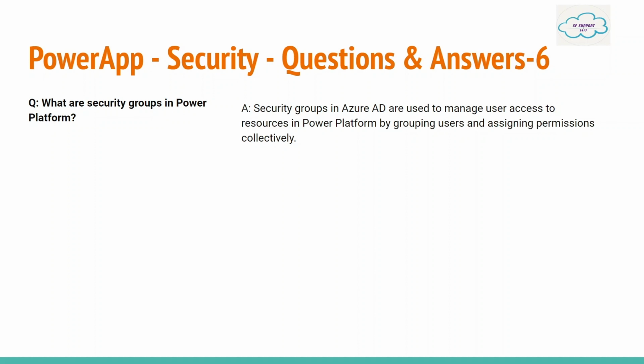As you can see, Power App security is predominantly based on Azure AD. Now Azure AD is called Microsoft Entra, but underneath it's still Azure AD. That's how we control or manage the access in the Power App.